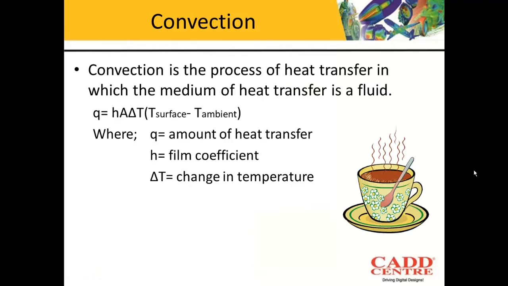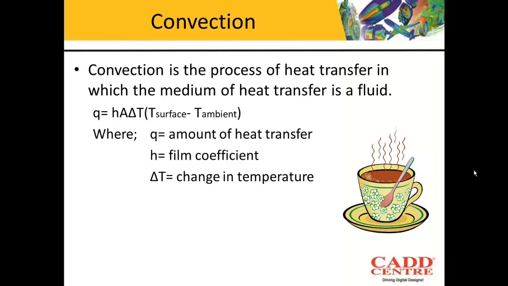Next is convection. Convection is a process of heat transfer in which the medium of heat transfer is a fluid. When you say fluid, it can be a liquid or gases also. Fluid does not mean it has to be liquid, it can be liquid plus gases also. So there are different examples of convection. For example, when you are heating water using an electric heating rod, that is an example of convection.